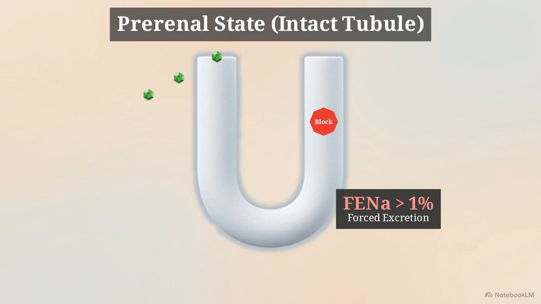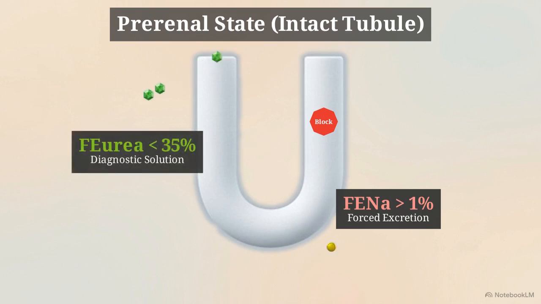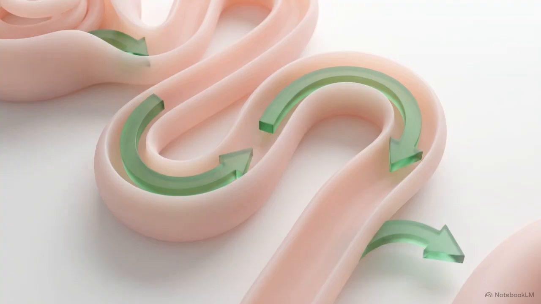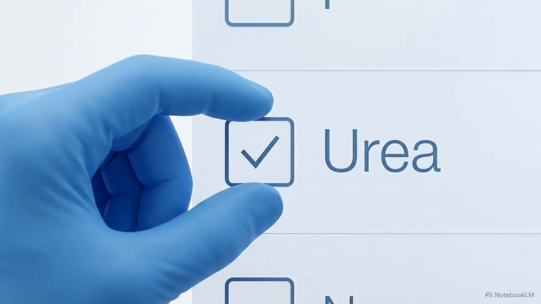The physiological workaround for this trap is the fractional excretion of urea, or Fe-urea. Urea reabsorption happens in the proximal tubule, making it immune to the loop diuretic blockade further downstream. An Fe-urea of less than 35% confirms a pre-renal state, even when diuretics skew the sodium data.